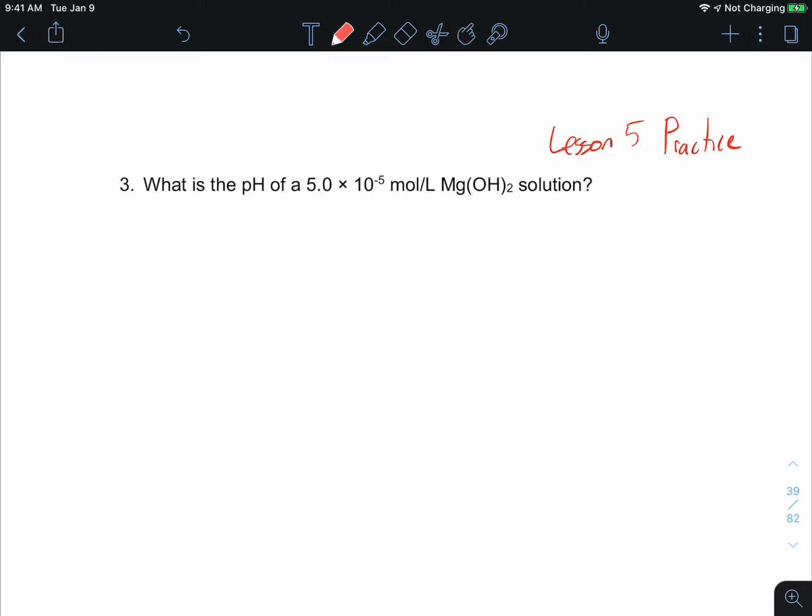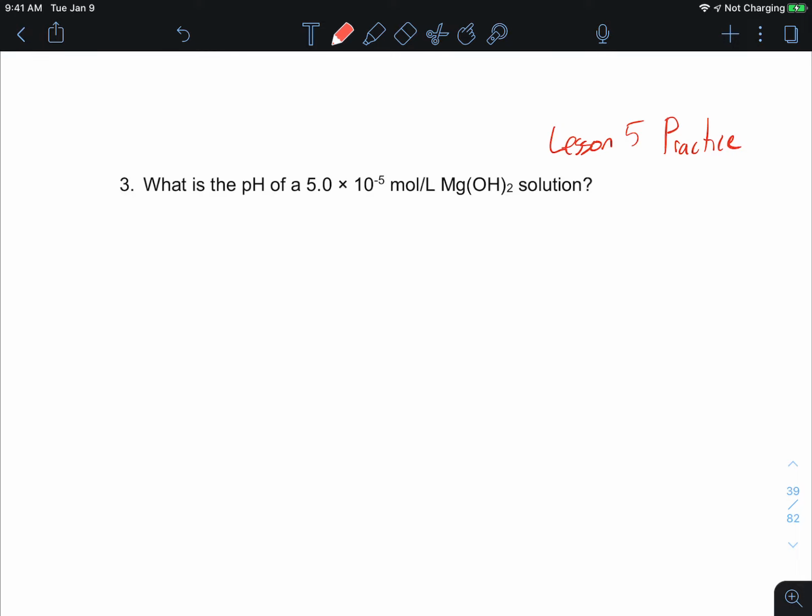Today we're going to be doing some lesson 5 practice. So this was the pH lesson, and we're going to be doing some calculations essentially very similar to the lesson 4 practice, except we're going to add in that one last step where we're going to turn these into pH values. So what is the pH of a 5.0 times 10 to the negative 5 molar magnesium hydroxide solution?